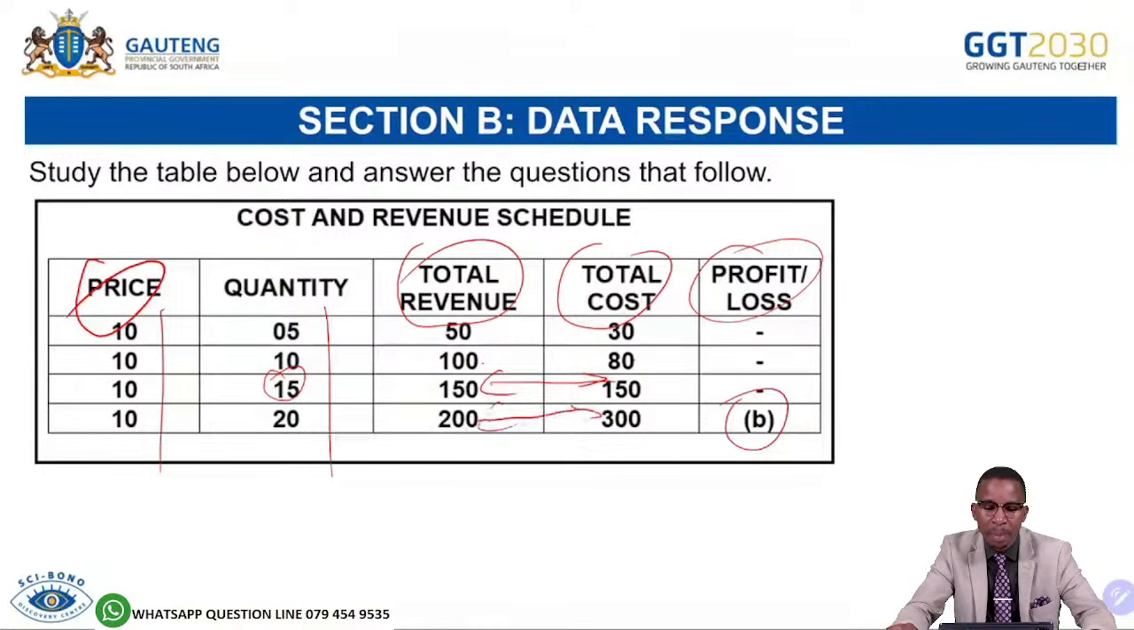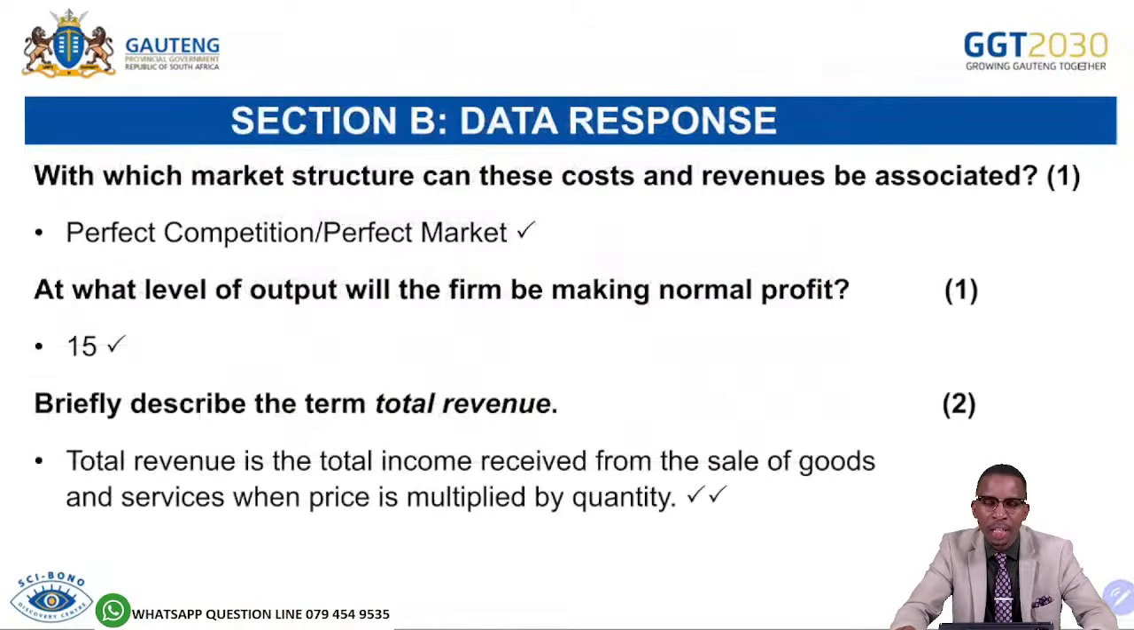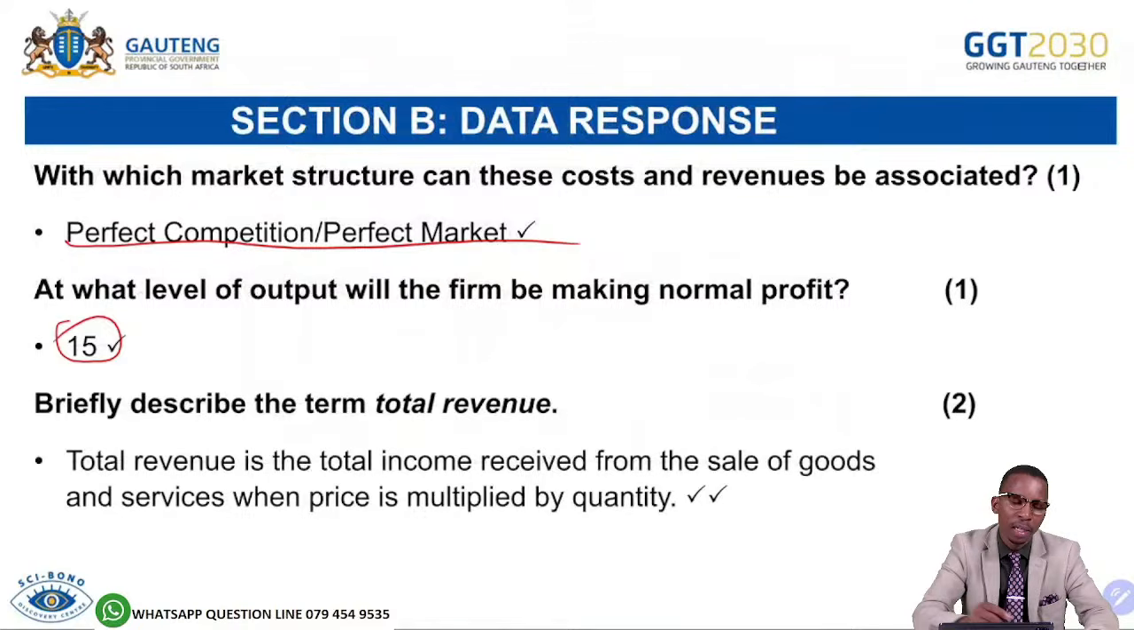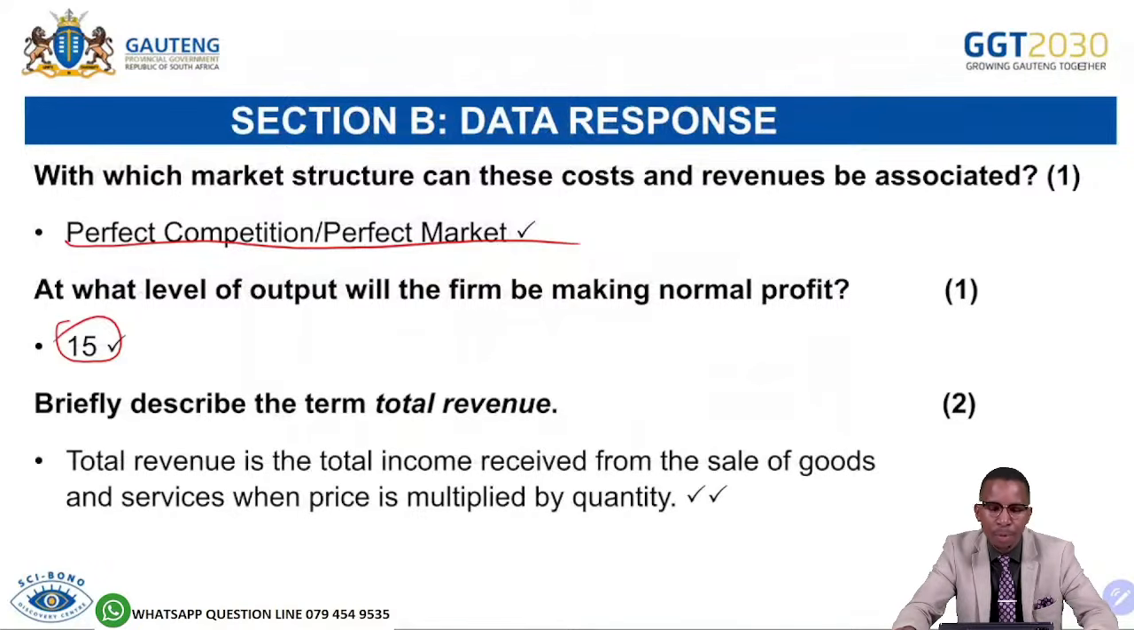So let's check. Remember, this table is from costs and revenues under a perfect market. Which market structure can these costs and revenues be associated with? Then we talk about the perfect market or perfect competition. At what level of output will the firm be making a normal profit? It was indicated at 15. Briefly describe the term total revenue. Total revenue refers to total income received from the sale of goods and services when price is multiplied by the quantity. That's a total revenue.